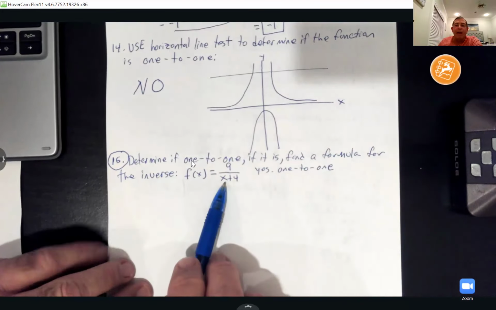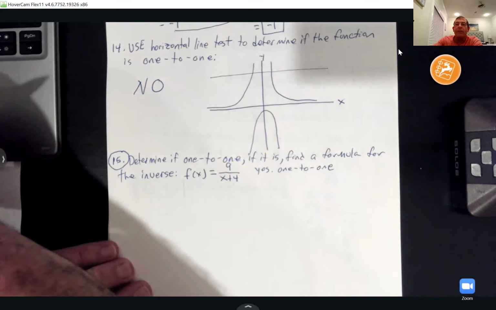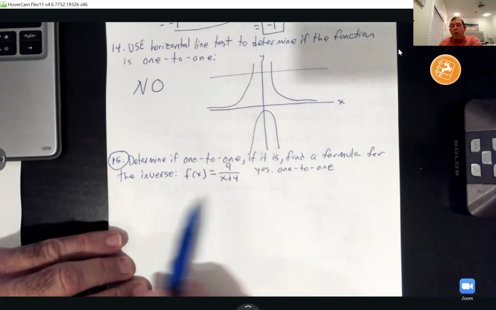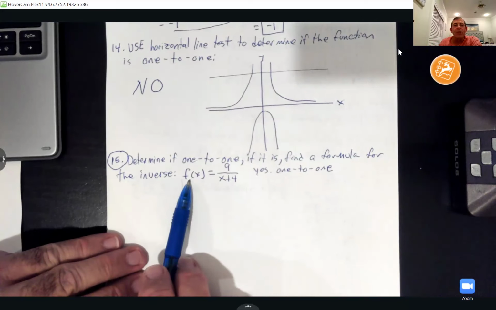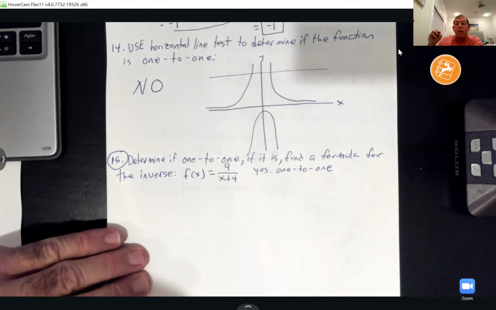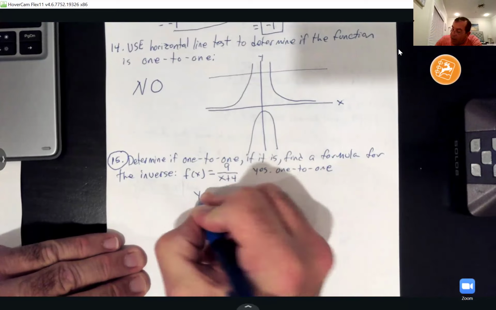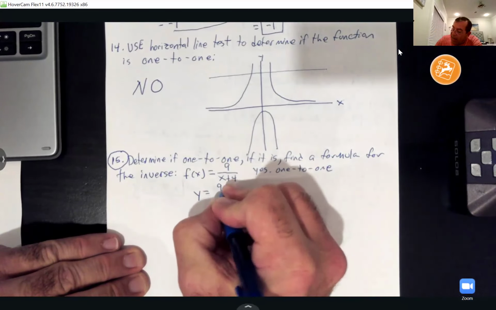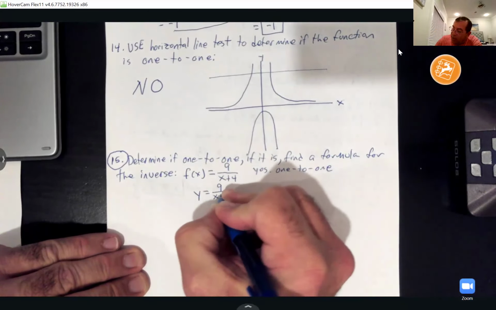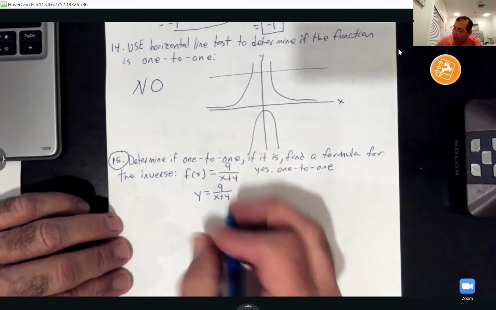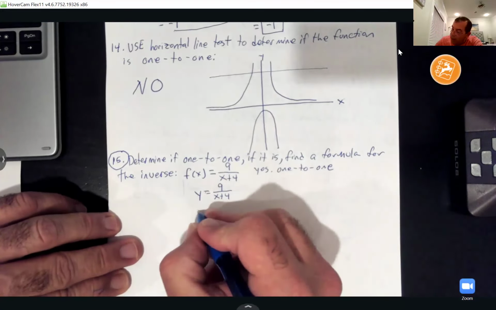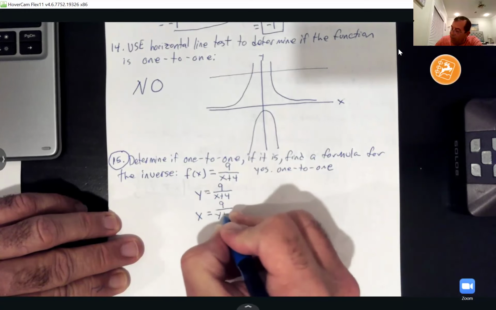So that means we're going to find a formula for the inverse. This is where we did all that swapping stuff. The first thing I do is change the f of x into a y. So you get y equals 9 over x plus 4. Then if you remember, I switch the x and y around. We're going to switch the x and y so that this becomes x equals 9 over y plus 4.